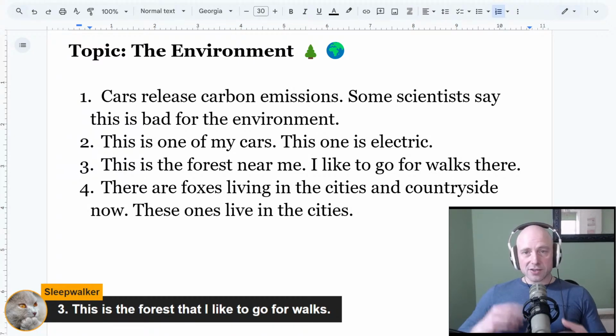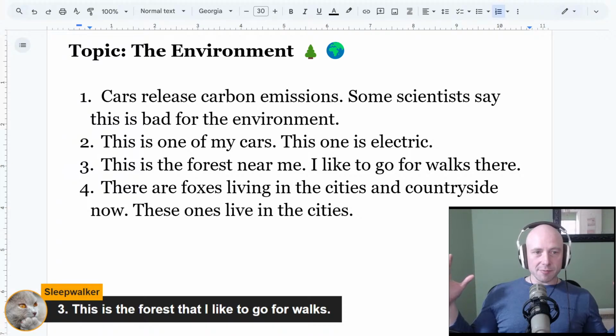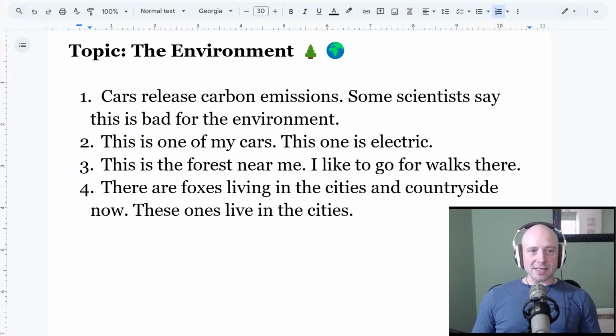In your situation, in your context, you are presenting the idea that this is one forest and there are other forests, right? But I've tried to present the idea in my information that there is only one forest near me. This is the forest near me. So in this situation, it makes more sense to use a non-defining relative clause. This is the forest near me, the one and only forest near me, comma, which I like to go to for walks. Extra information.